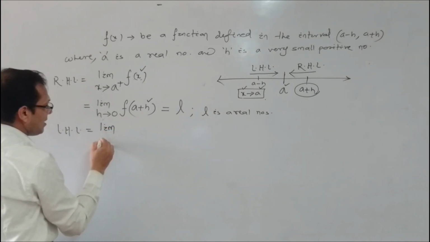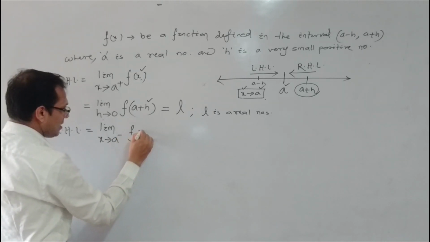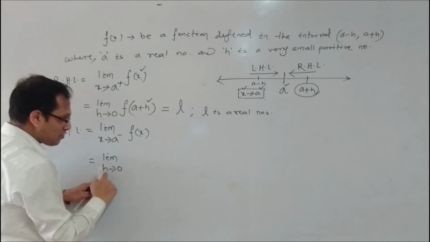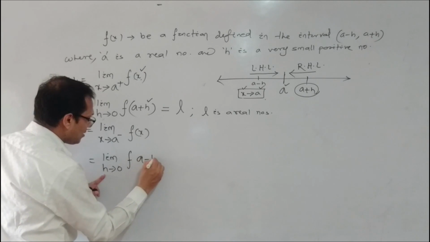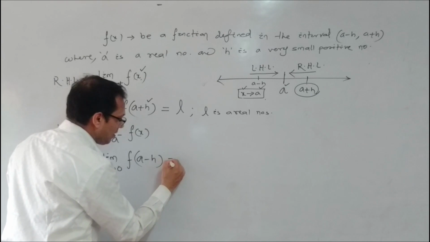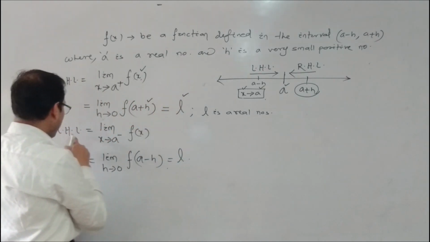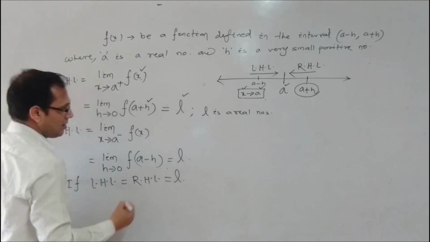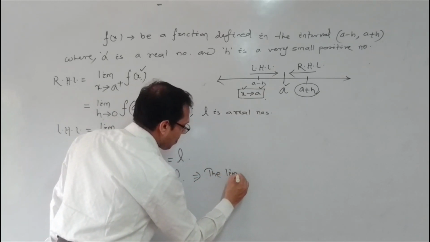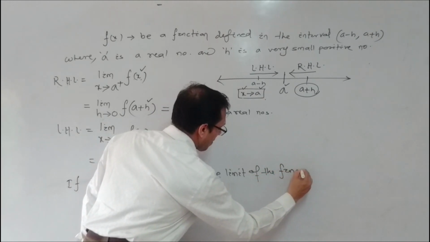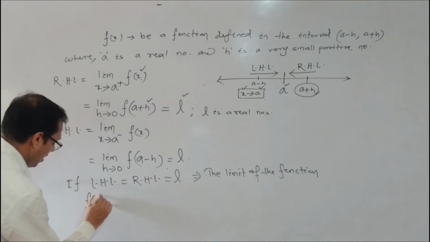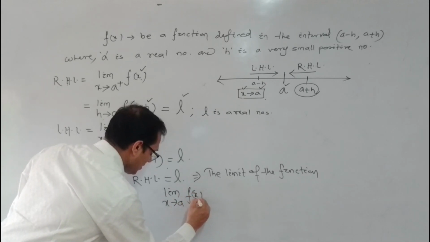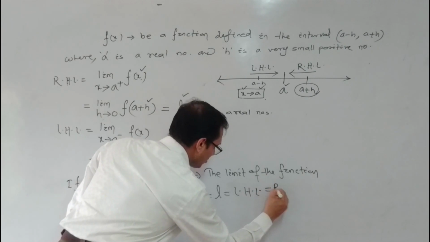And this one can be written as limit x tends to a minus f of x, which can be written as limit h tends to 0, however small you can think the value of h, then x should be replaced by a minus h. And if this one exists and that value is L, that means here RHL is equal to L and LHL is equal to L. If LHL is equal to RHL and is equal to L, then you can say the limit of the function f of x exists. And this limiting value, limit x tends to a f of x is equal to L, is equal to LHL, which is equal to RHL.